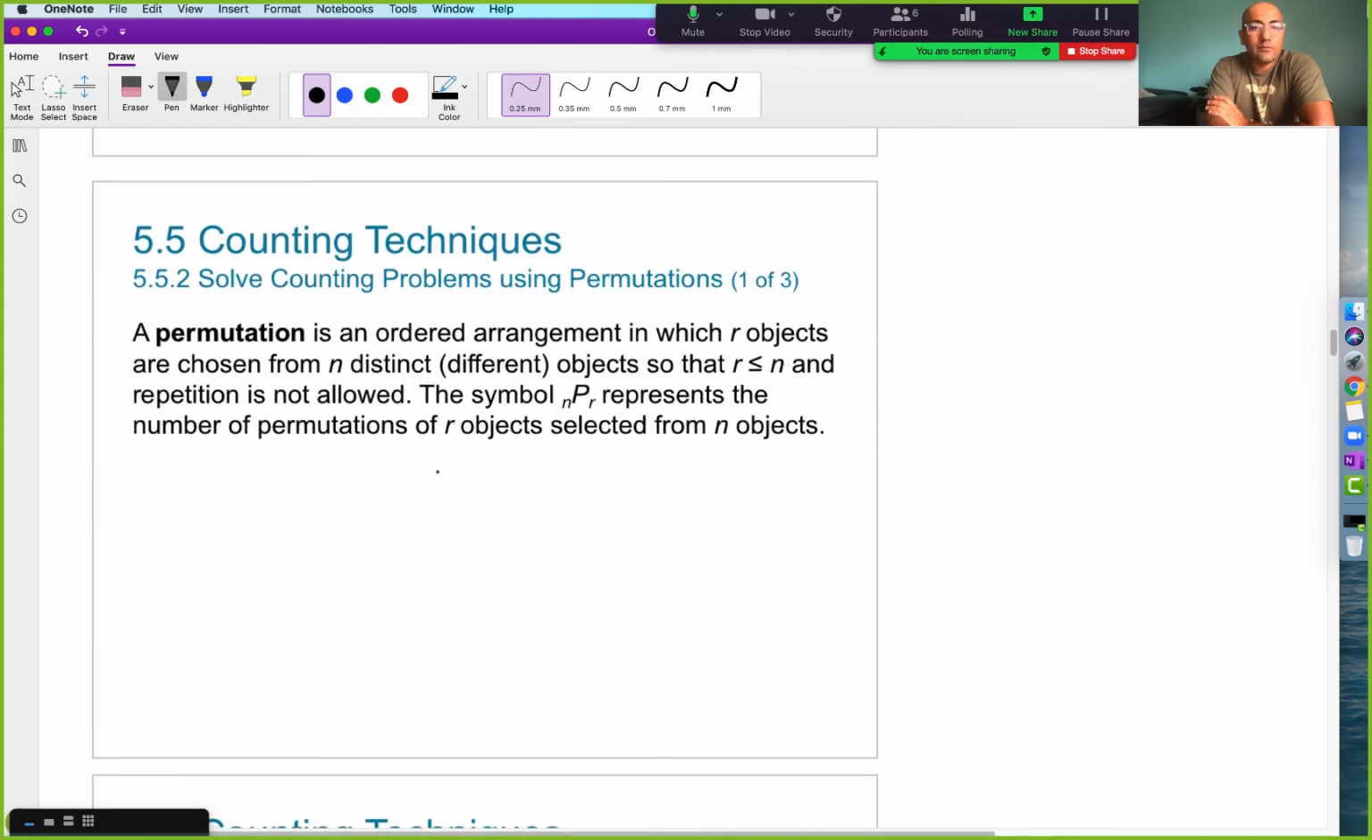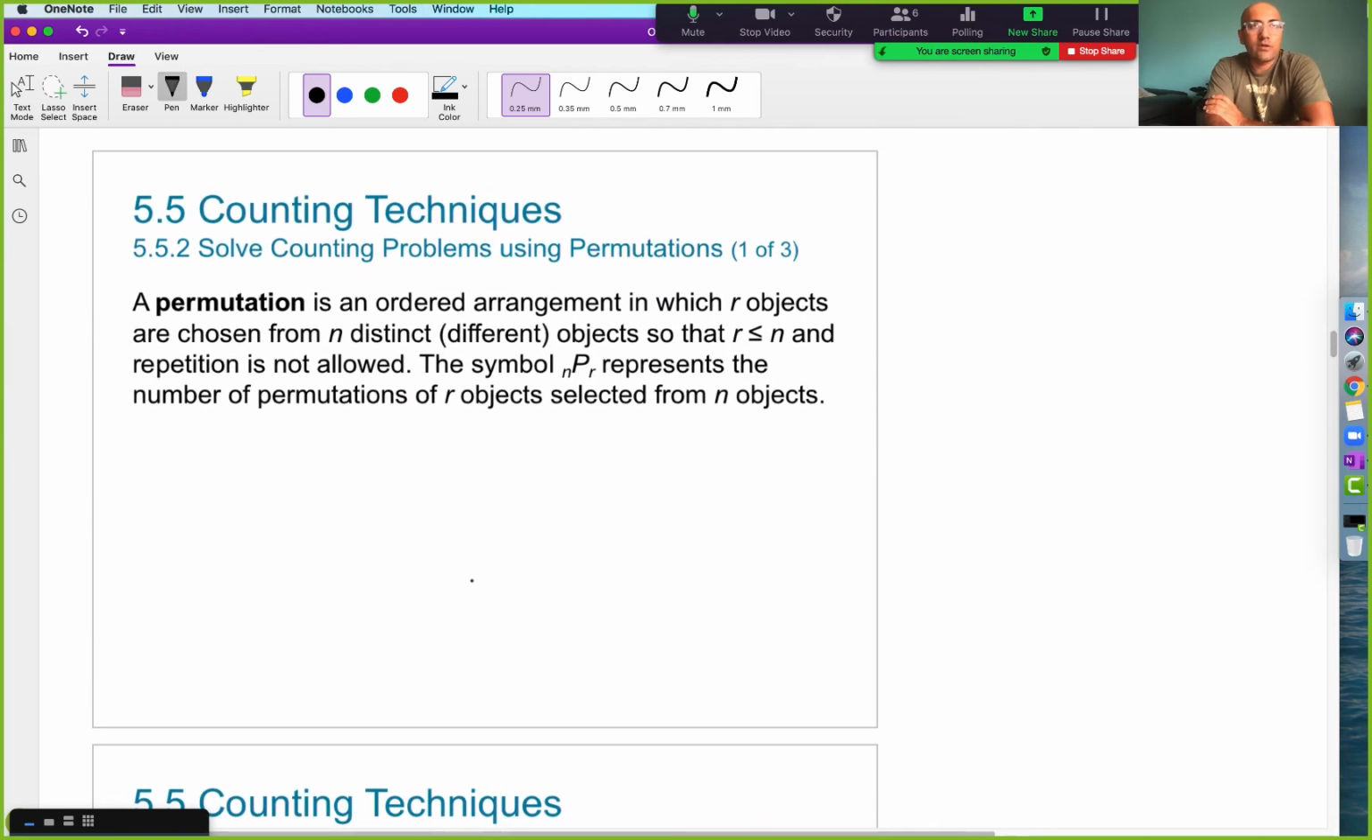Okay, next we got into permutations, right? So permutations was when we have n items in a pool. They're all unique, they're all special, and we want to choose R of those items. A permutation is an ordered arrangement in which R objects are chosen from n distinct objects so that R is less than or equal to n, of course. R is the smaller number because we're choosing from n of them. And repetition is not allowed. You're never allowed to pick the same one more than once, right?